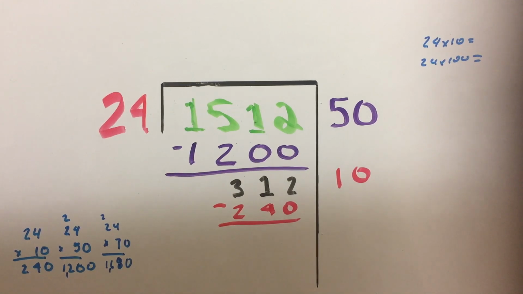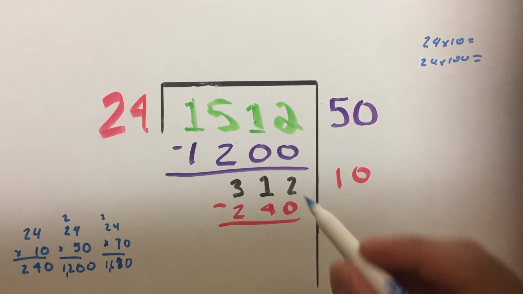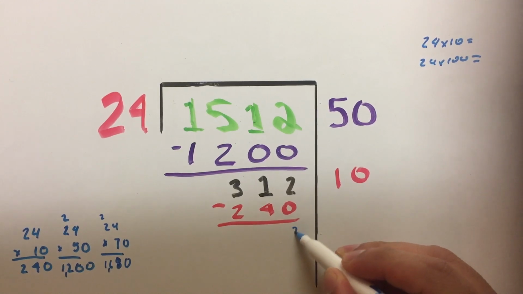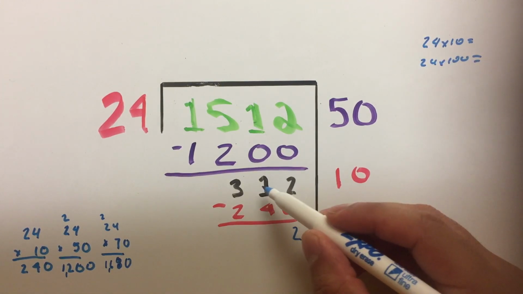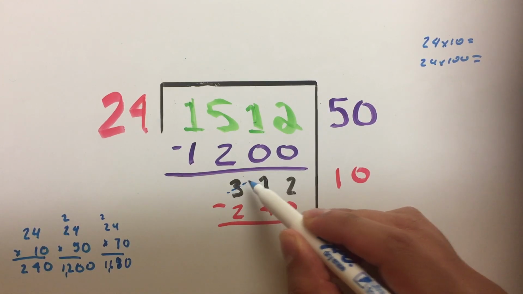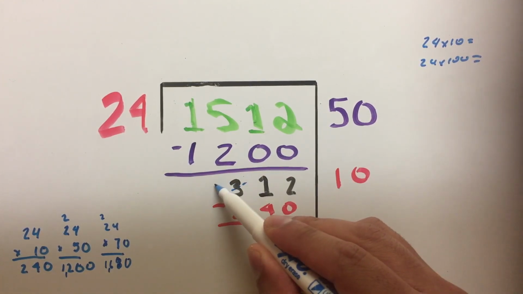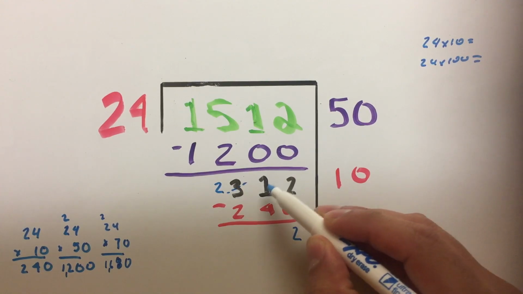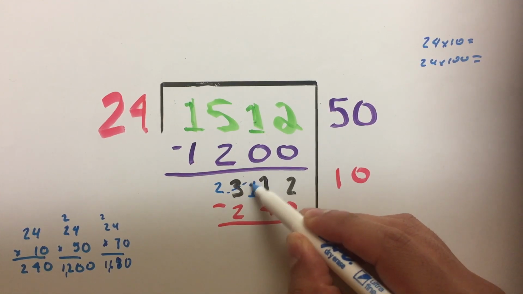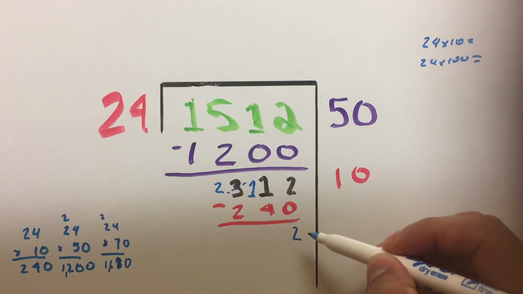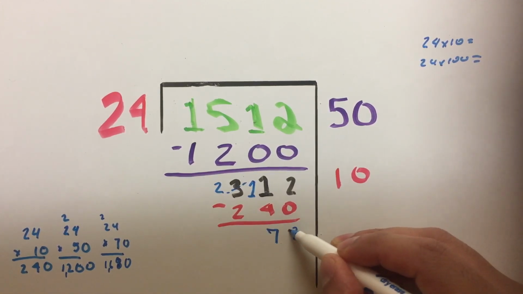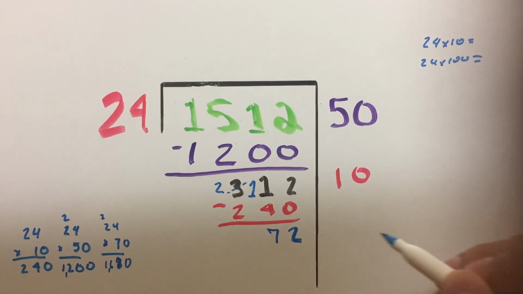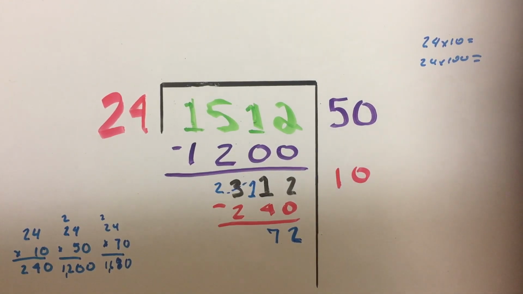Now let's subtract that. 2 minus 0 is 2. 1 minus 4, I can't do that. I have to borrow from my hundreds place there. When I borrow 1, that's going to be 2. Add 1 here, and that's an 11. 11 minus 4 is 7. So now we're left with 72.